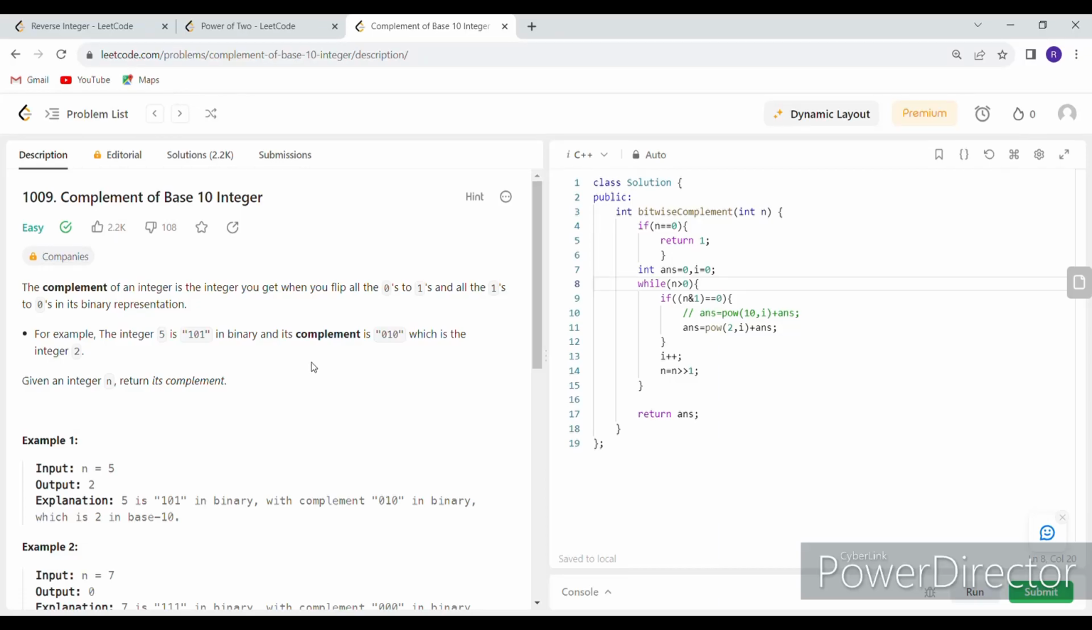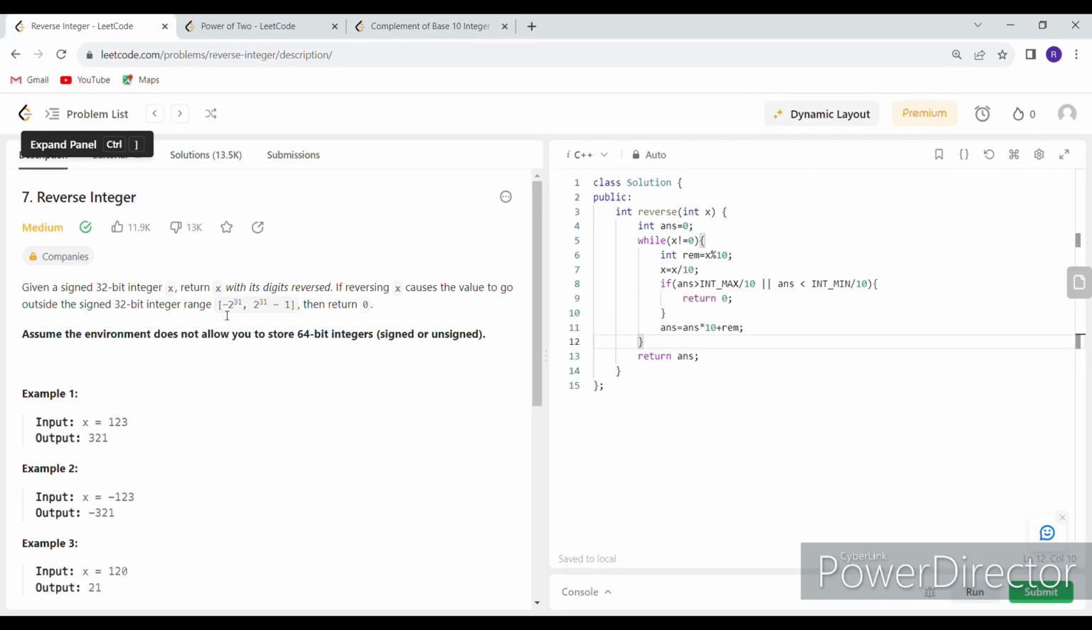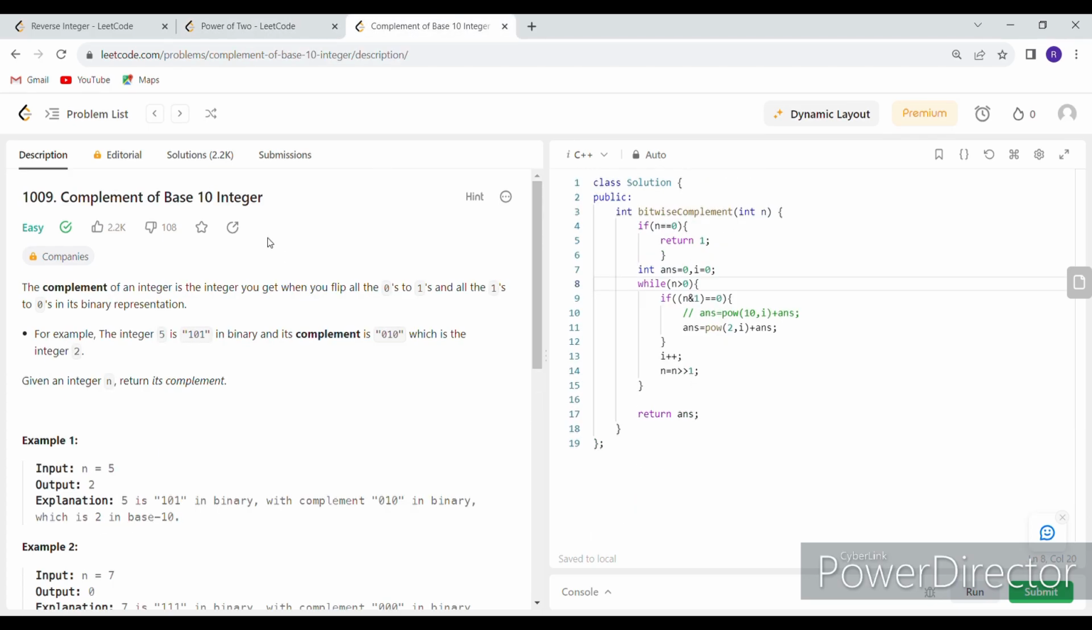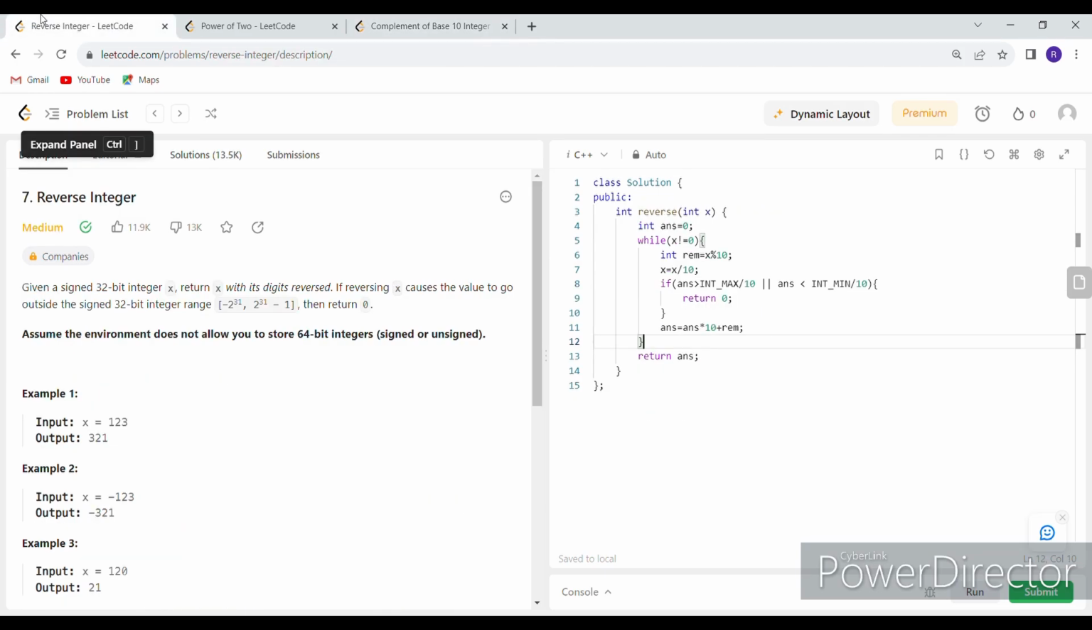Hello everyone. So today we will look at a few LeetCode questions which will be of easy level. The first question will be to find the reverse of a given integer. The second one will be to find whether a given number can be expressed as a power of 2 or not. And the third one will be to find the complement of a base 10 integer. Okay, so let's start with the first question, that is to reverse an integer.